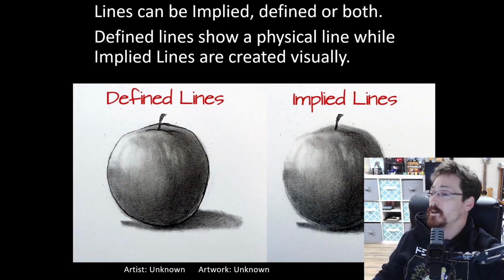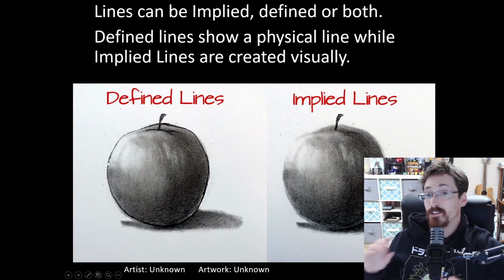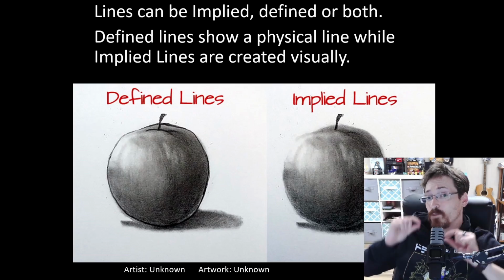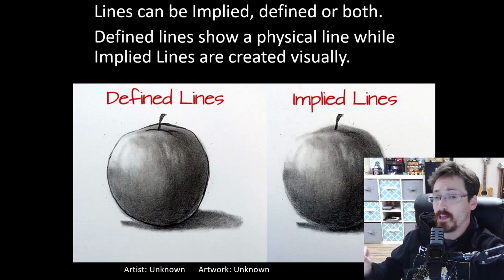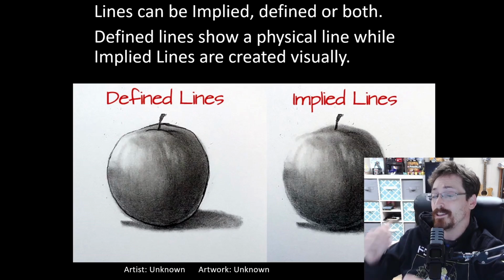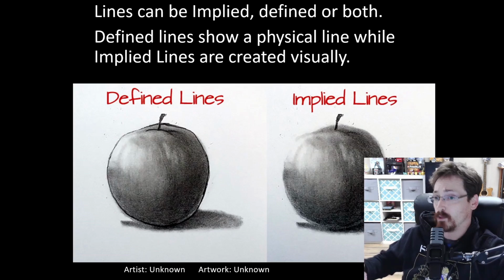For instance, you have a defined line around the apple on the left, where a defined line is separating the foreground from the background. You see a distinct black line around the apple that tells your eye this is different from the background and the foreground. It separates 2 different areas.